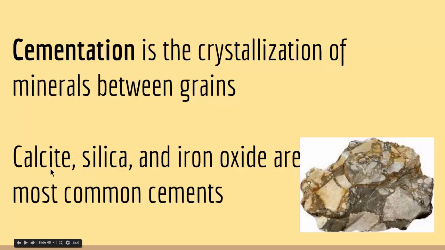Calcite, on the other hand, is very reactive with acid. If you have a rock that is cemented in calcite, all you have to do is pour acid on it, and if it fizzes, then it's a calcite cement.